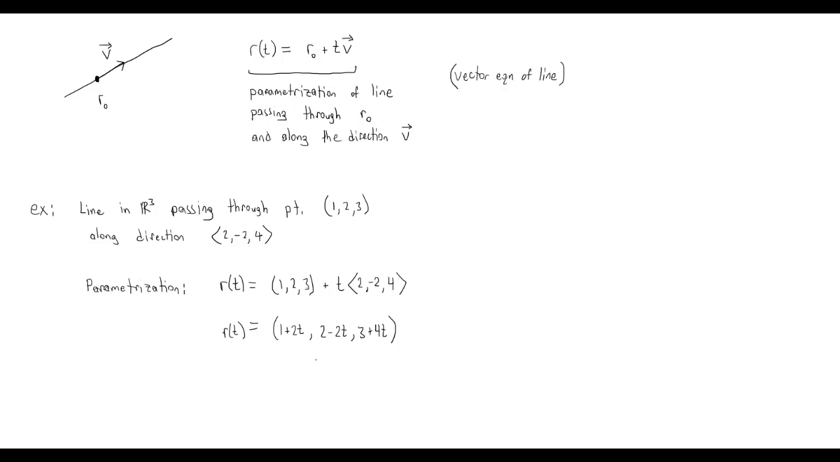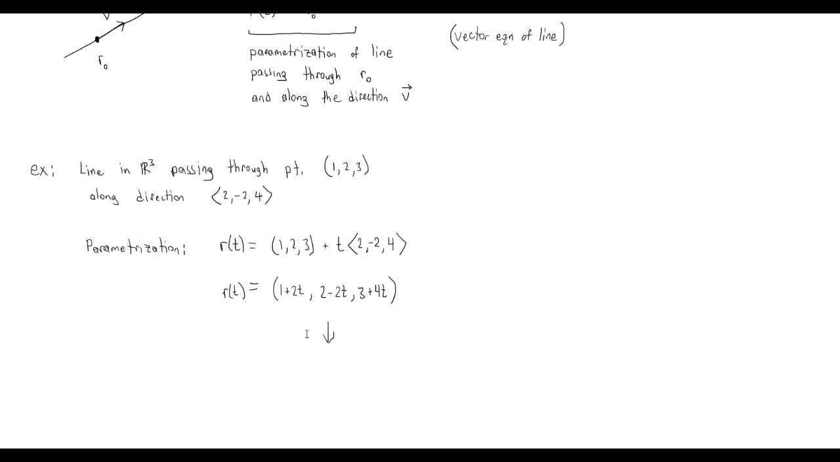Now, there are a couple other ways that we can describe a line in 3 dimensions. So from the parametrization, and if I use this example here, if you read off the x, y, and z components, in this example we have x was 1 plus 2t. We have y is 2 minus 2t. And then we have z equal to 3 plus 4t.